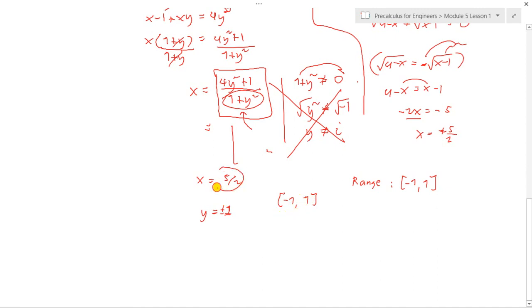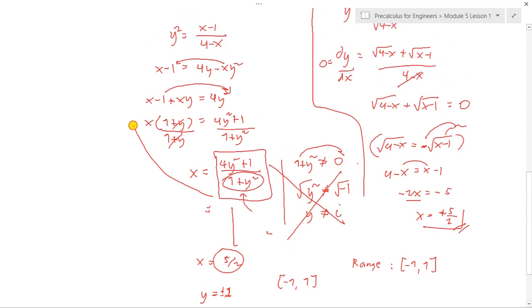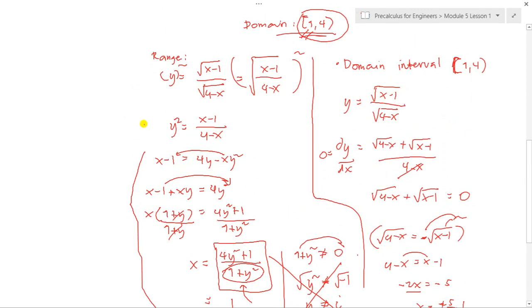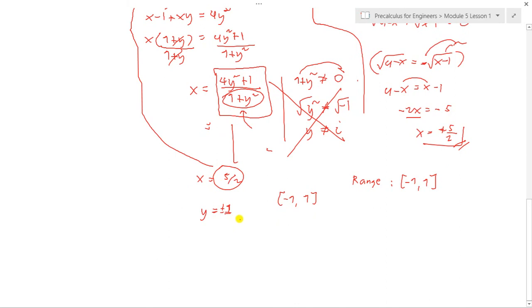So we substitute the 5 halves, since we already got it here, in order to solve for the maximum and minimum values of our function y. So therefore we substitute it into the equation here. Since we have two possible answers because it is a square root, we have plus and minus 1. So therefore our range is from negative 1 alone.